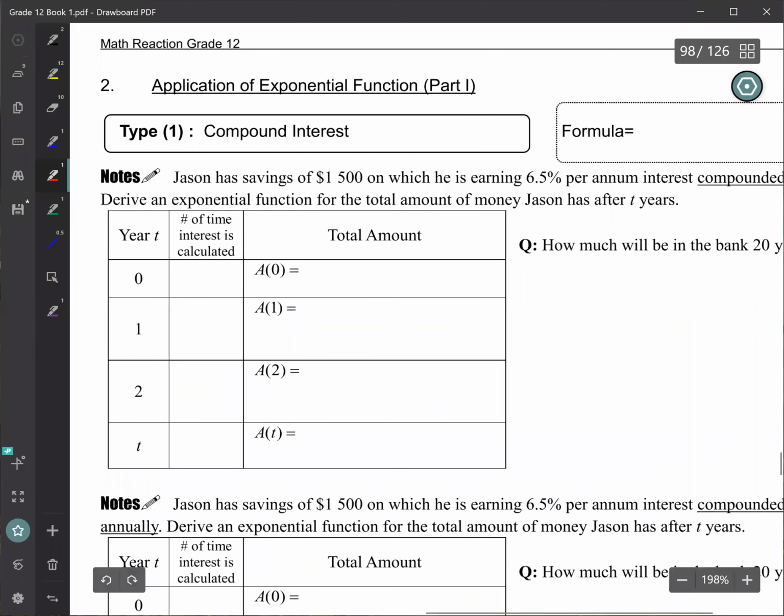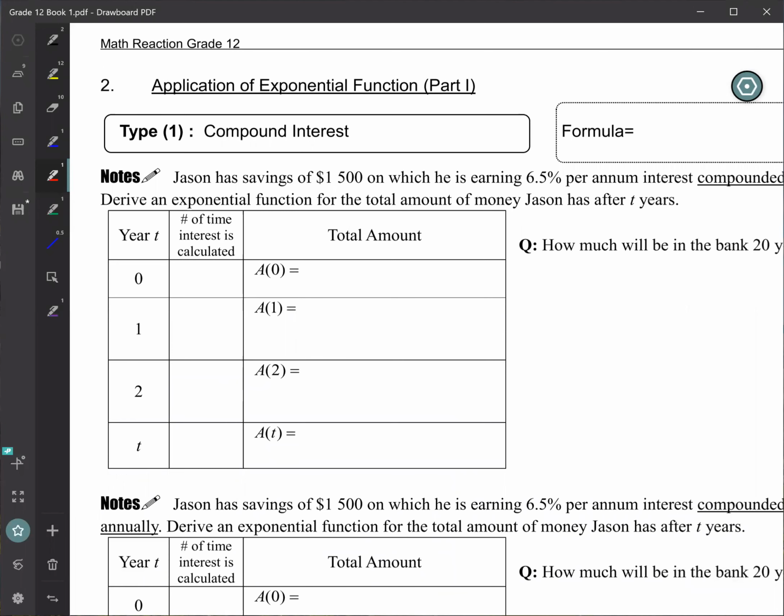So here we have a table. The A(0), A represents the amount, the total amount. The 0, 1, 2, those are the years. And then one more column is the number of times interest is calculated per year. It's talking about each year.